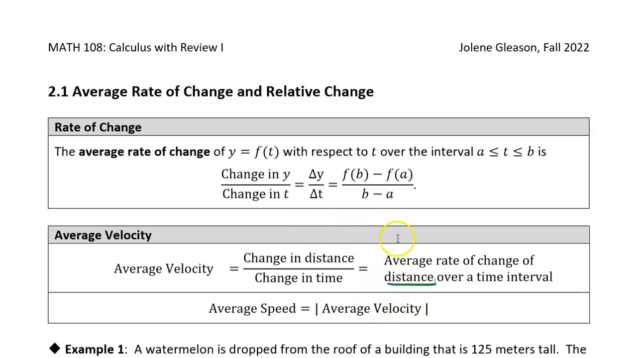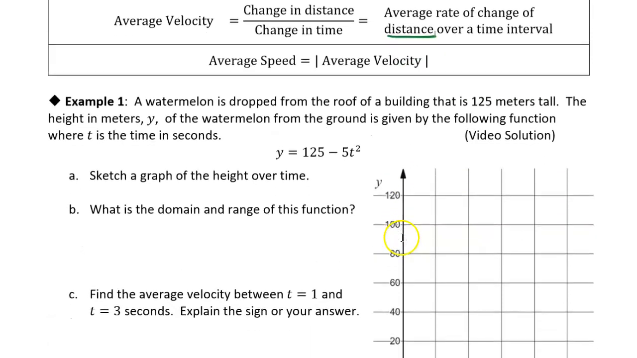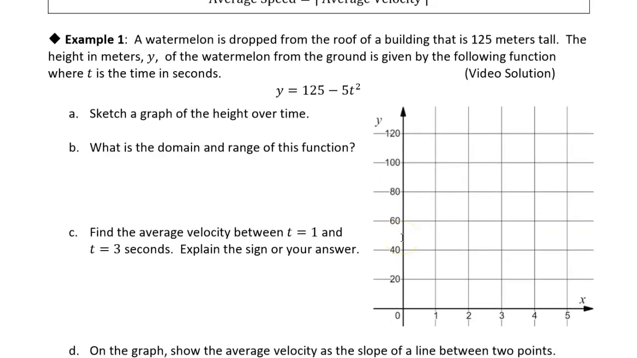All right, so let's take a look at this first example. And we have a watermelon that's dropped from the roof of a building that is 125 meters tall. And the height of the watermelon above the ground is given by this function y equals 125 minus 5t squared. We're told that y is in meters, and time is in seconds. All right, first thing we're asked to do is just to graph this function.